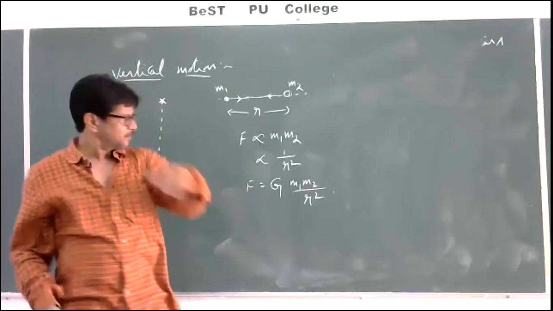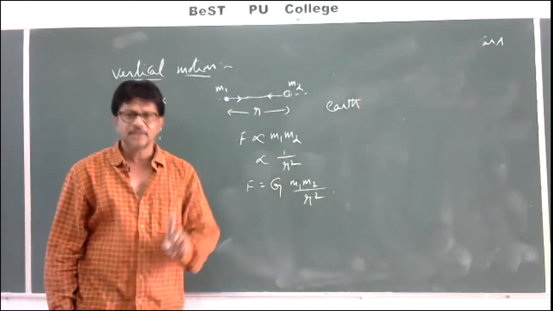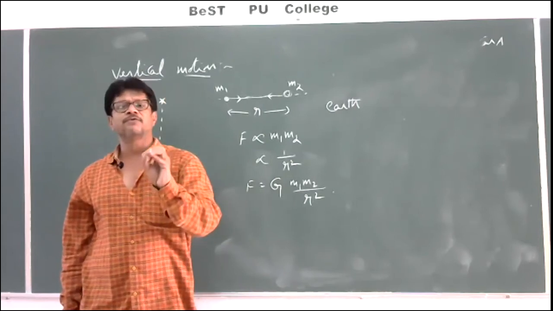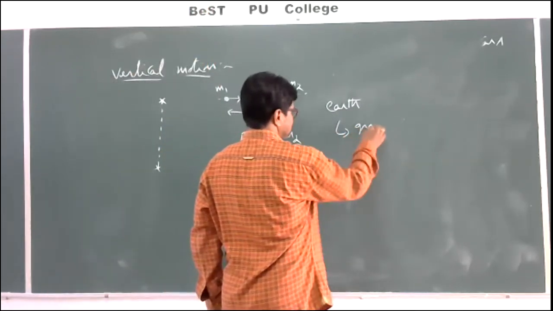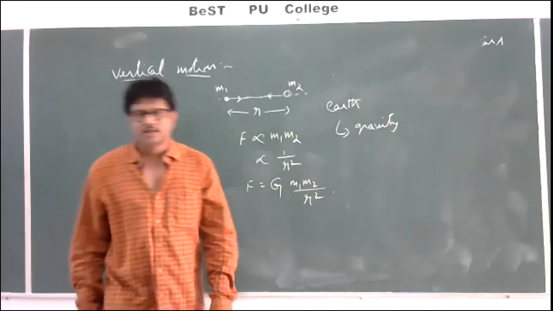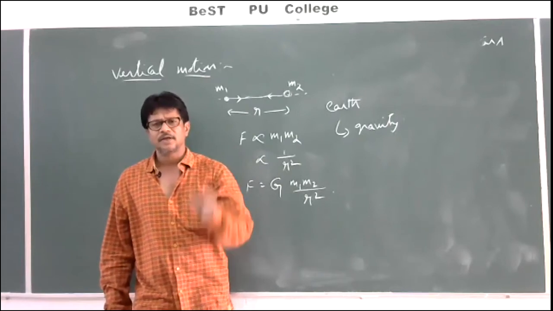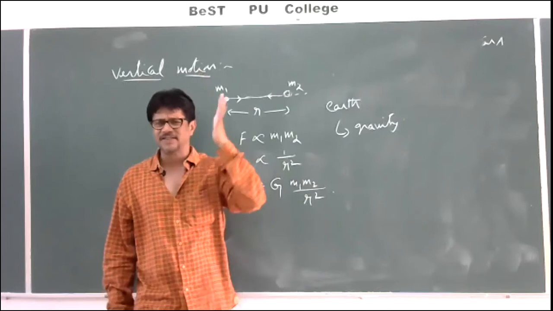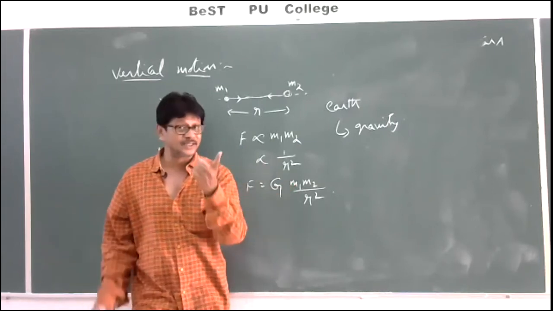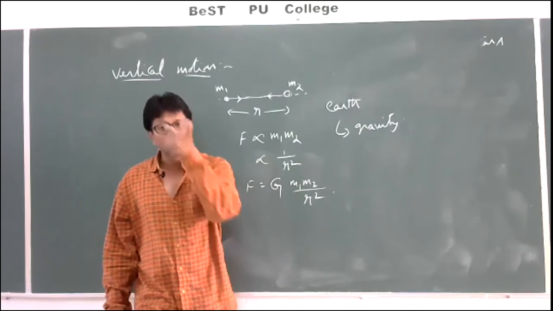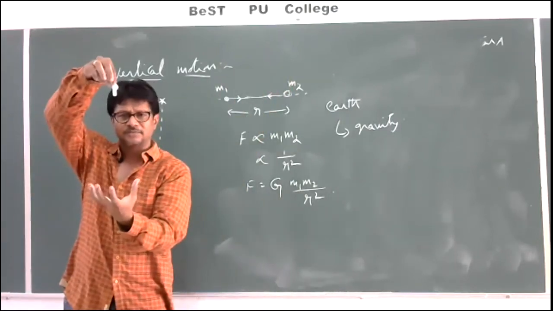Among those two bodies, if one body is Earth, then the gravitational force between the Earth and any body is called gravity. So here I mean to say that the word gravity will be used if and only if one of the two bodies is Earth. Why? Because the gravitational force may exist between any two bodies, whereas gravity is between only Earth and some other body. Understood? If there is a gravitational force between the Earth and this chalk, that is called gravity.